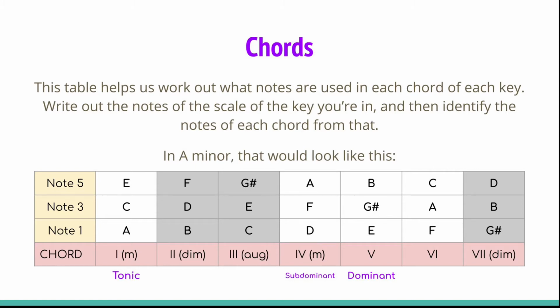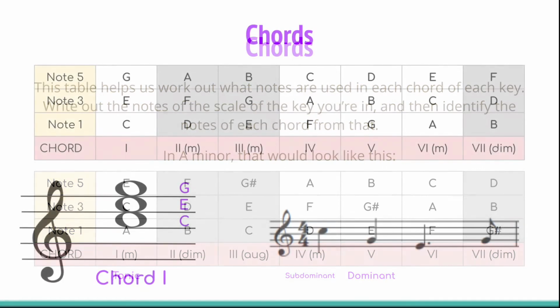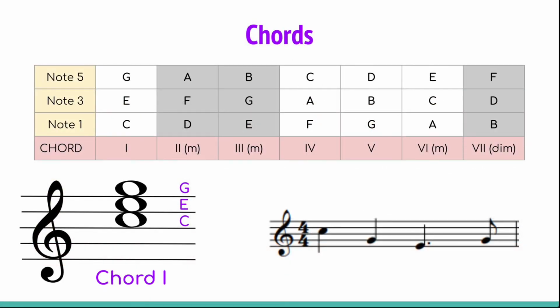So here's the next bit. You're supposed to take the information from the grid, learn it inside out, memorise it, and then know how to apply different chords to a melody within a piece of music. So let's look at this with the key of C major first of all. Here is a bar of music, and there is the chord of C major.